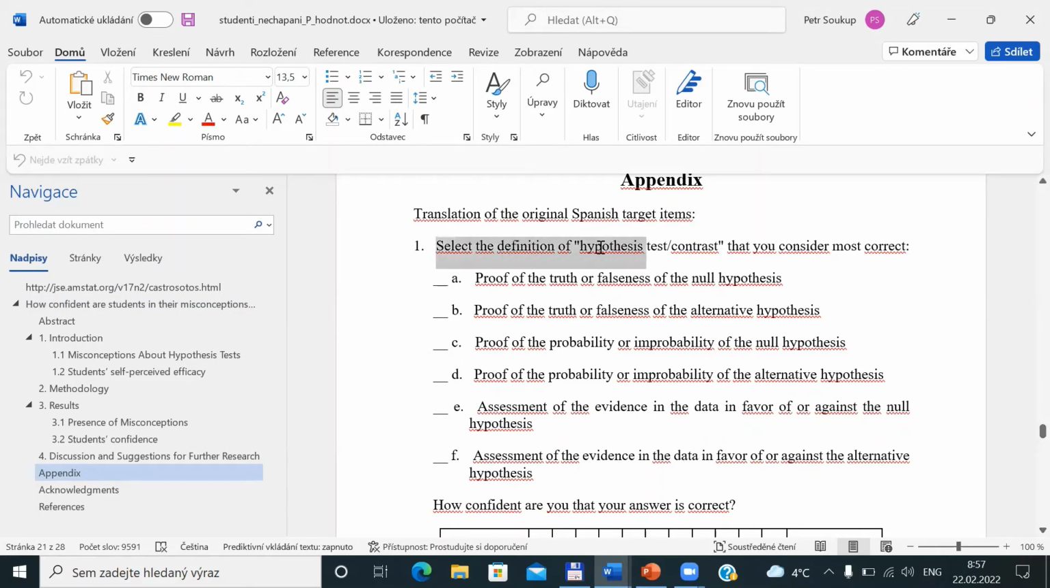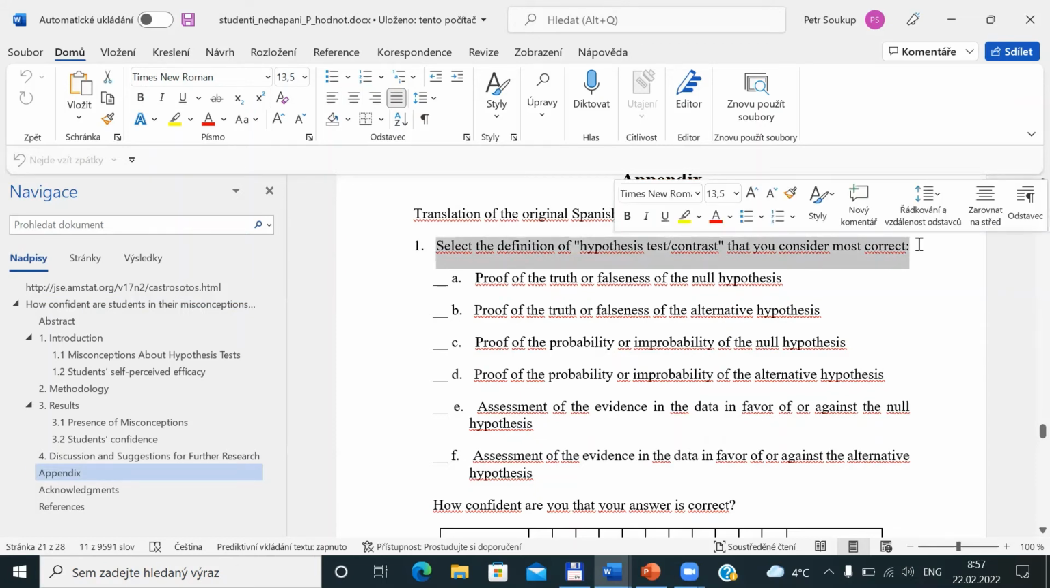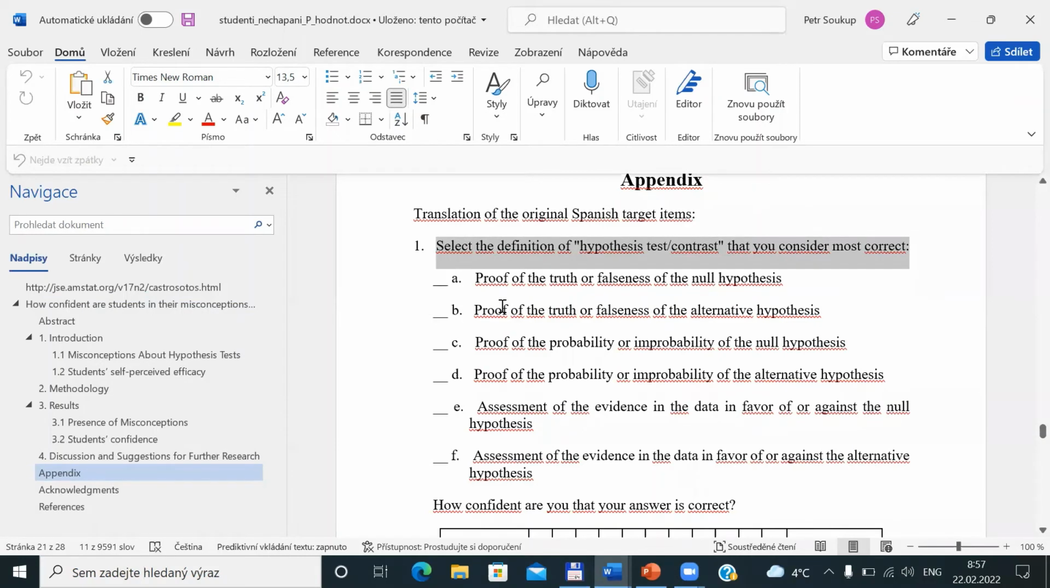So here is the first item. Select the definition of hypothesis test contrast that you consider most correct. So this is the question: what is a statistical test saying? And here we have 1, 2, 3, 4, 5, 6 possible options. And if I remember well, the comment for all these items is that more than one option can be correct.